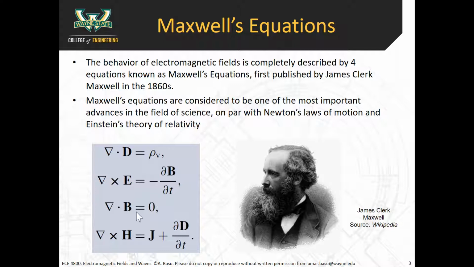Rho V represents a charge at a point in space, and del dot D is the divergence of D. This statement basically says that the electric field diverges, and the amount of divergence that you have depends on how much charge you have. Electric field lines point away from positive charge and towards negative charge. The second Maxwell equation, del cross E is equal to negative dB dt.